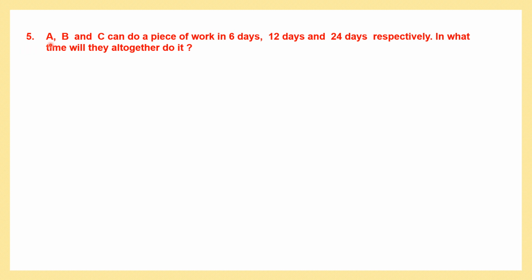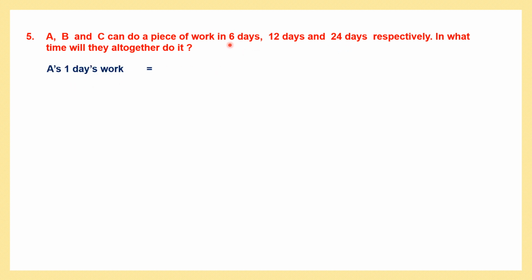Question 5. A, B and C can do a piece of work in 6 days, 12 days and 24 days respectively. That means A can do it in 6 days, B in 12 days and C in 24 days. In what time will they all together do it? That means if all three of them do it together, in how many days will they be able to finish the work? So A's 1 day's work.